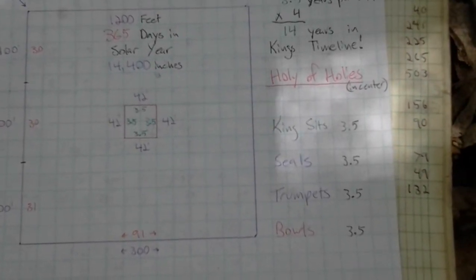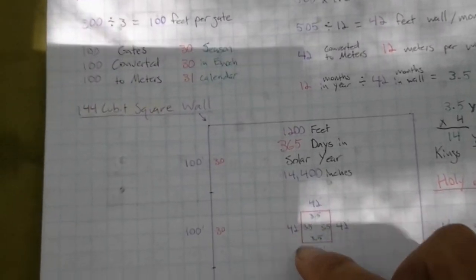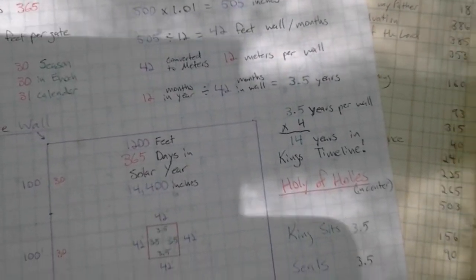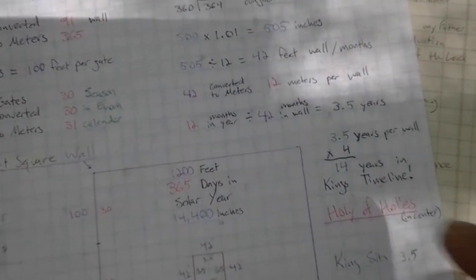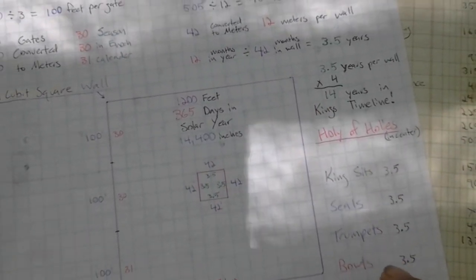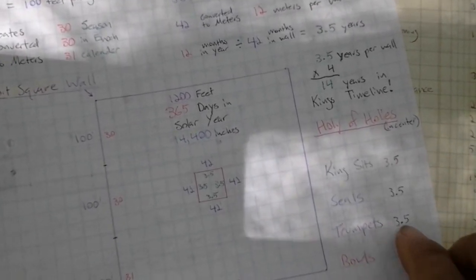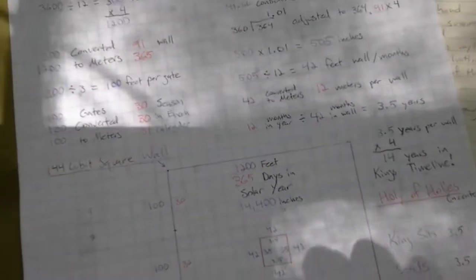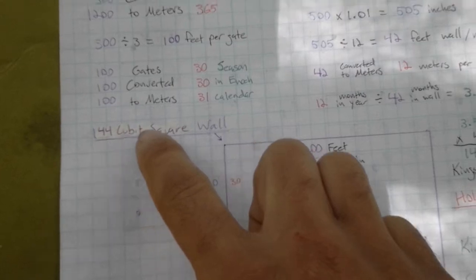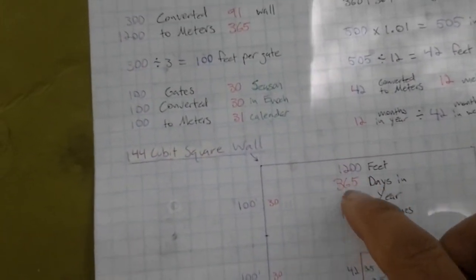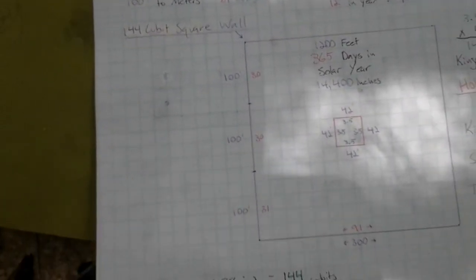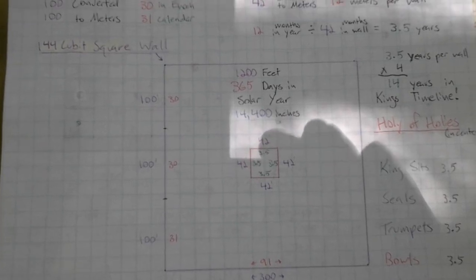So this completely confirms, the Holy of Holies completely confirms this king's timeline I've been giving you guys. Okay? It's the exact same thing. And that timeline is a period of 14 years. 7 of those years are the Great Tribulation. The Great Tribulation is the time of the trumpets and the time of the bowls. Okay? So, there we have it. This 144 cubit square wall, converted to meters, is a solar year. Each wall is a season of 91 days, just like your Enoch calendar. That's why I'm harping on this calendar.